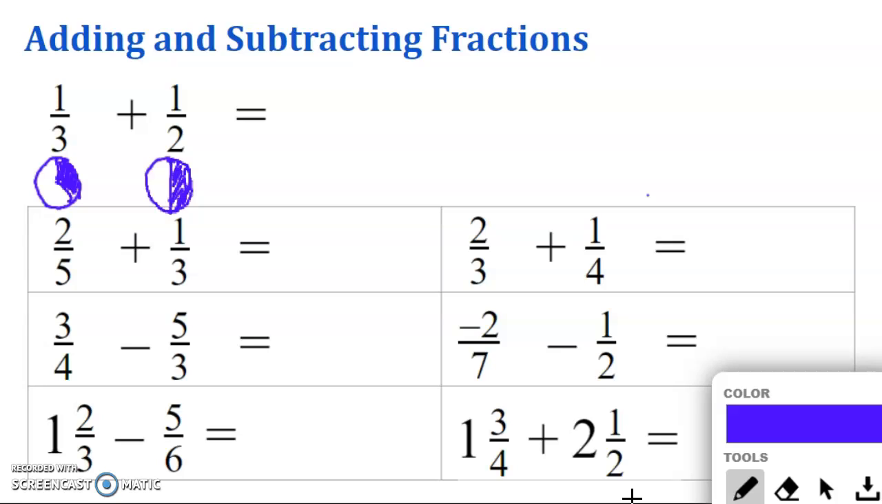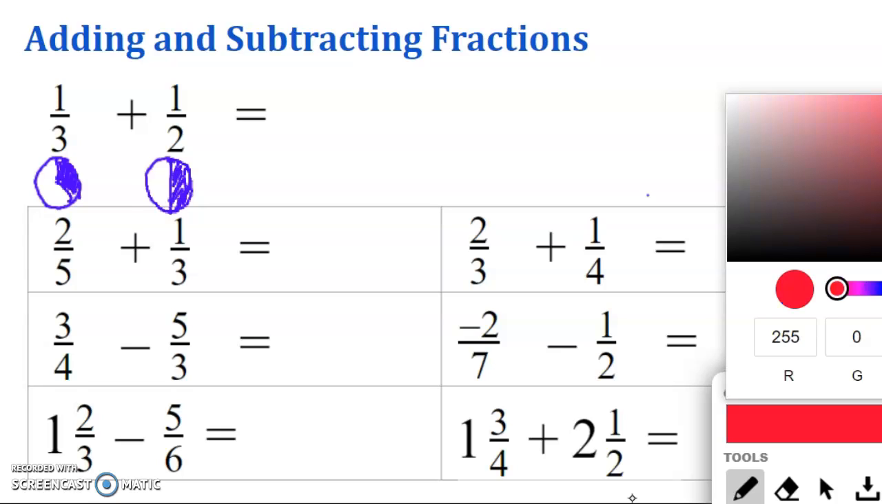However, when they are not cut into the same size, when the whole is not divided into the same number of equal parts, then it's not easy to add. So in this case, what we actually need to do is we need to multiply by giant 1. We need to have the same denominator. How can 3 and 2 have the same denominator?